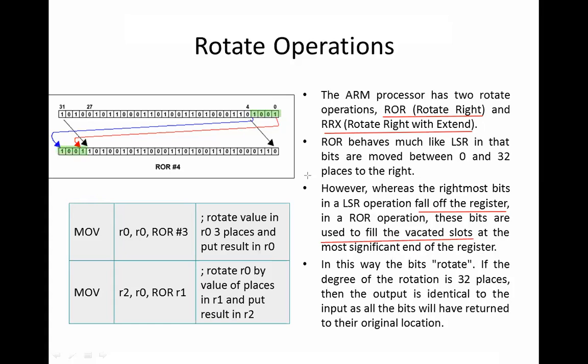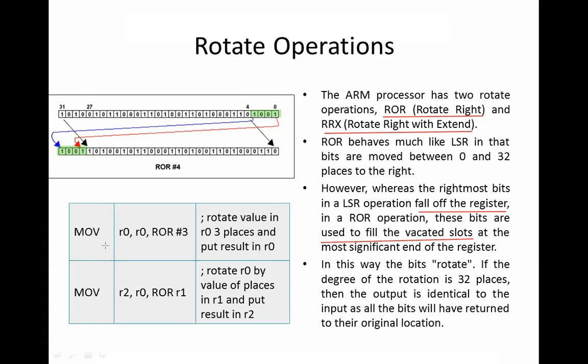Right, so these values are filled. Okay, in this way the bits rotate. If the degree of rotation is 32 places, then the output is identical to the input, as all the bits would have returned back to their original positions. So if I keep doing the same thing 32 times, then what happens? It will finish one full circle, right? One full rotation, and all the bits will come back to their original position.